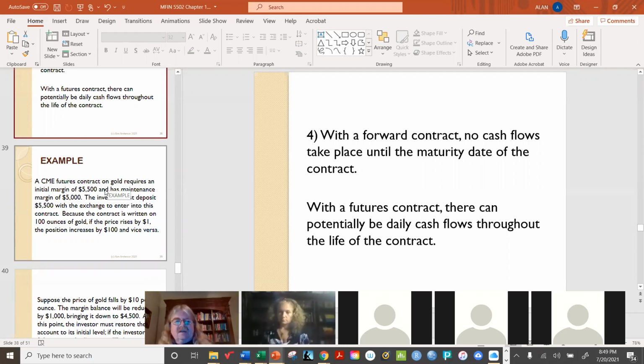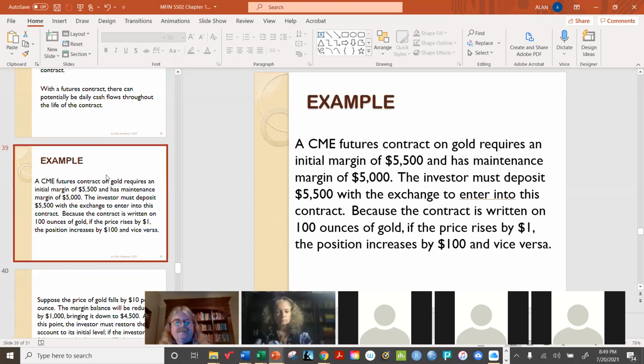So what's going on with this last part? So here's a situation. A Chicago Mercantile Exchange futures contract on gold requires an initial margin of $5,500. That's the collateral you have to put up. They also have something called maintenance margin of $5,000. So what that means is you deposit $5,500 with the exchange when you enter into the contract.